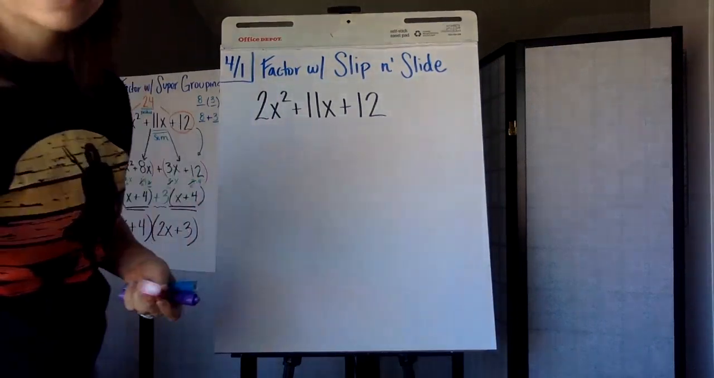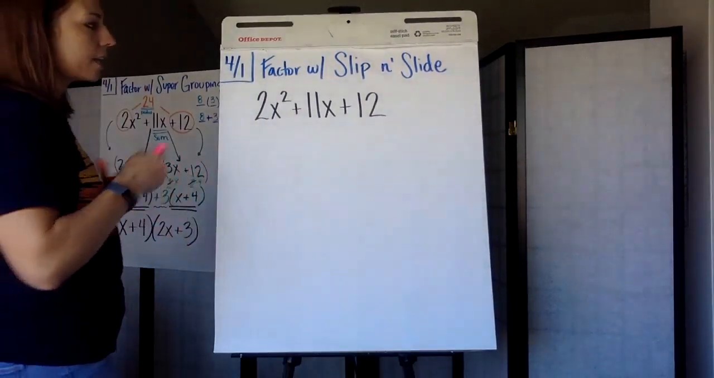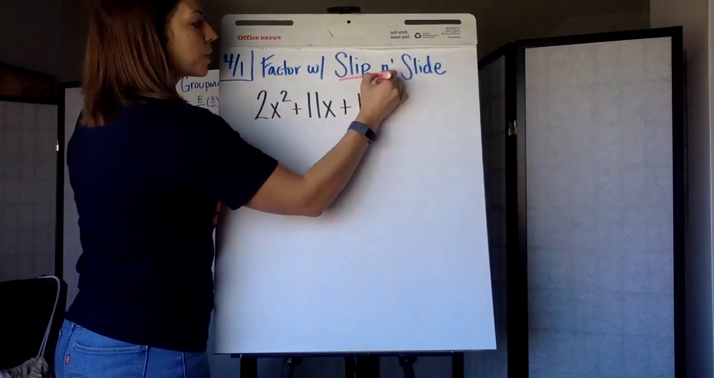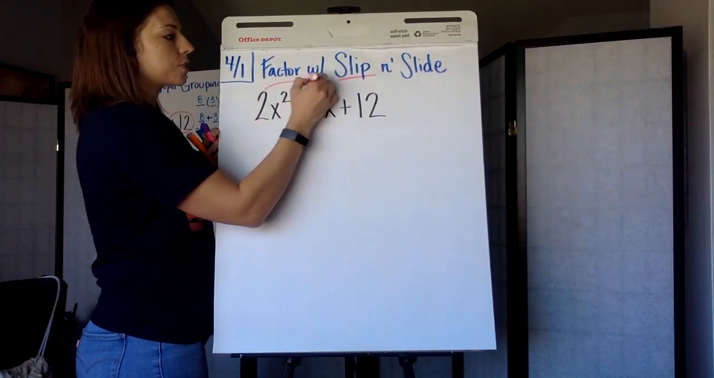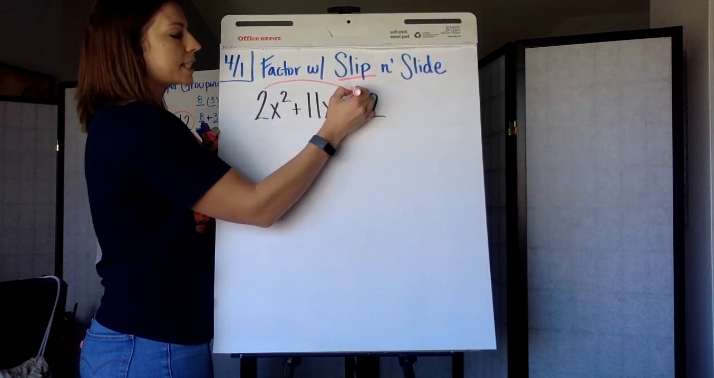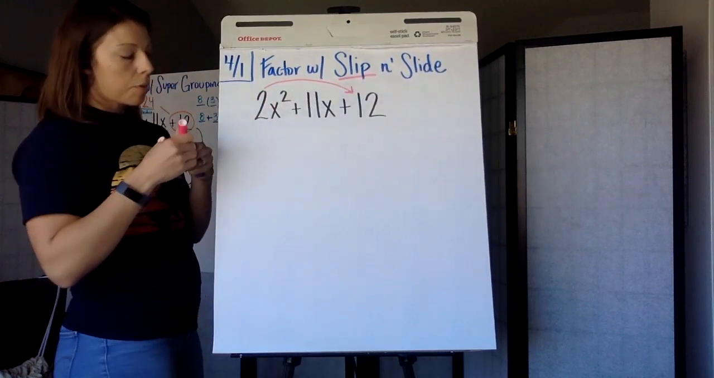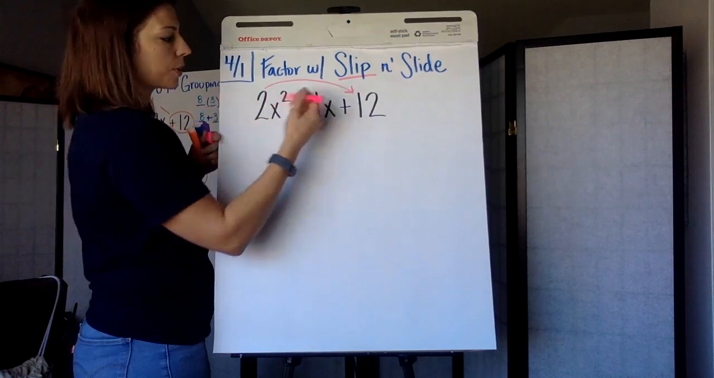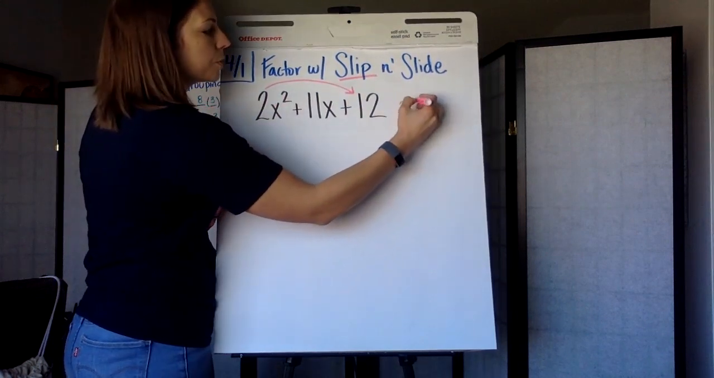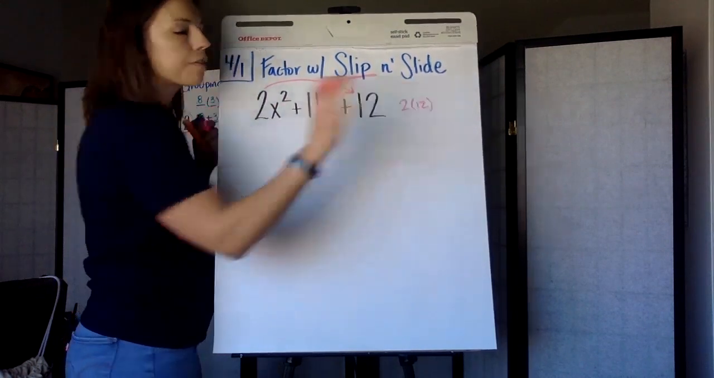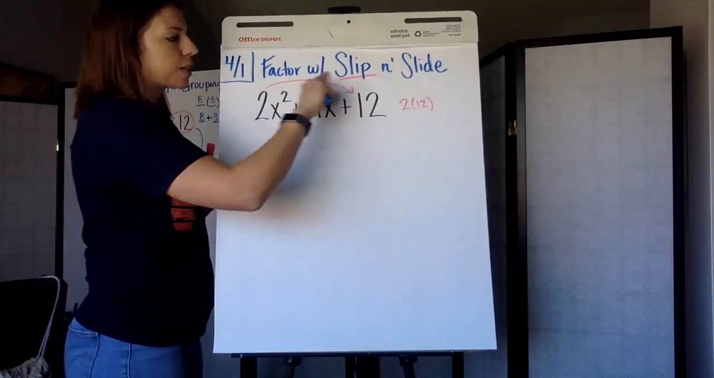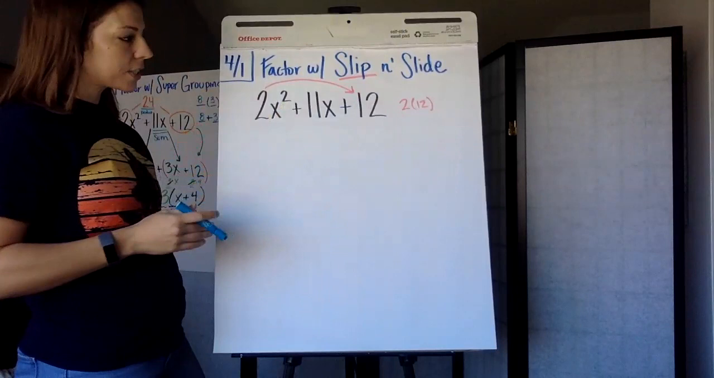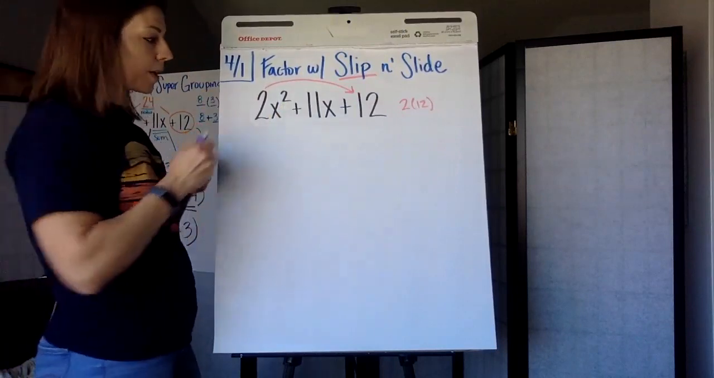Notice how it's called slip and slide. The first step is we're going to slip. The slip means we're going to take this 2 and slip it on down to the end here and multiply. So basically we're doing 2 times 12. Very similar to supergrouping. Once we slip that 2, that leading coefficient, down to the end, that's going to give us a new trinomial.